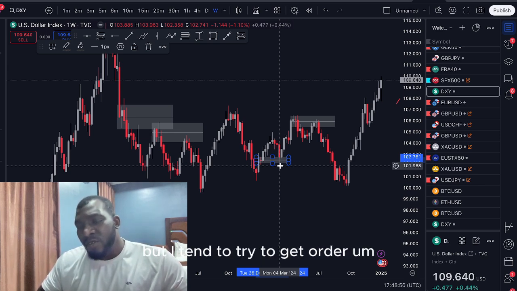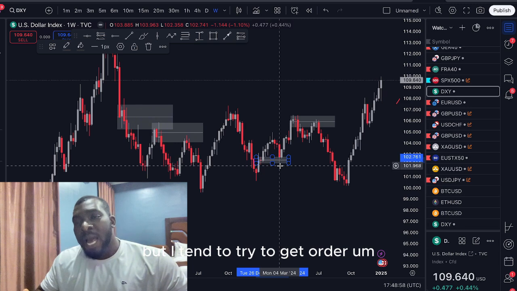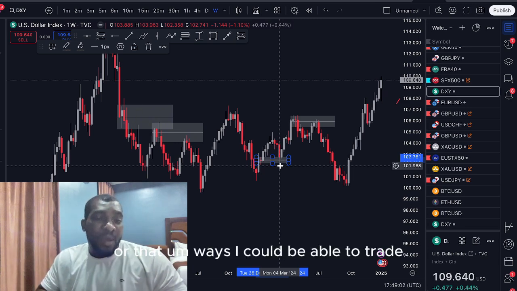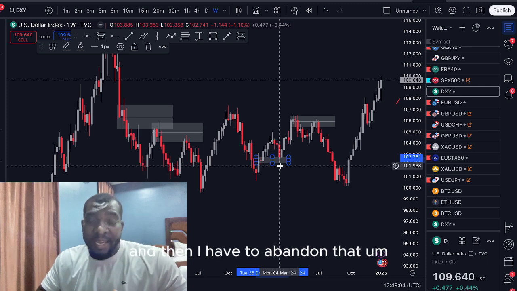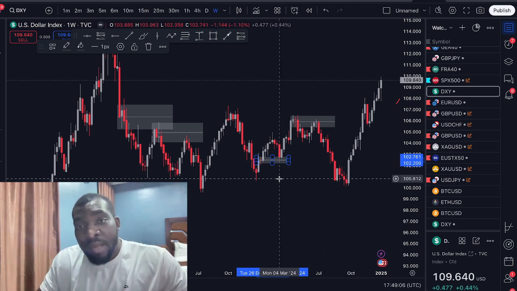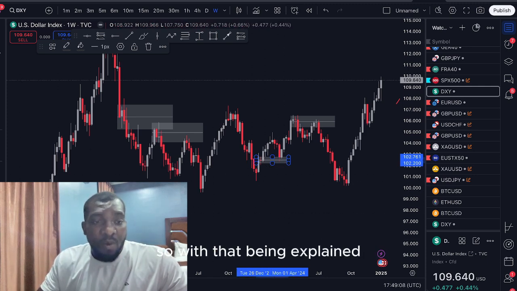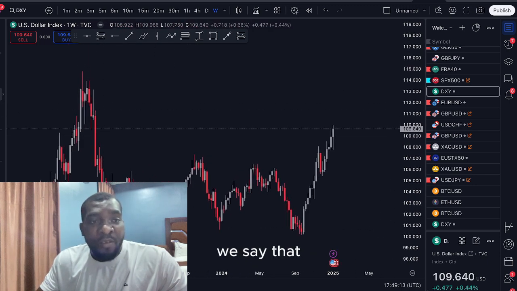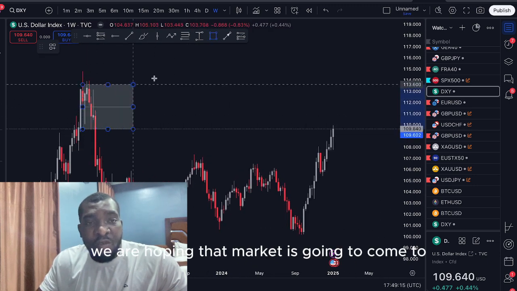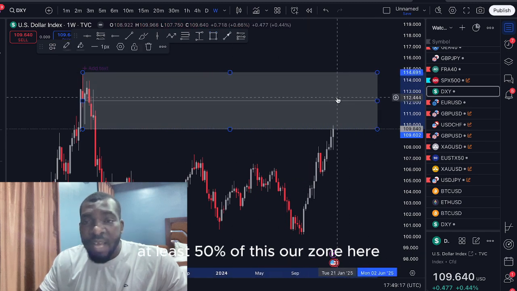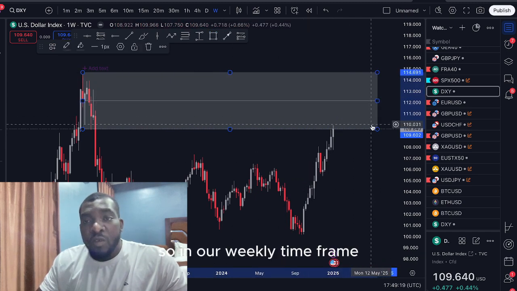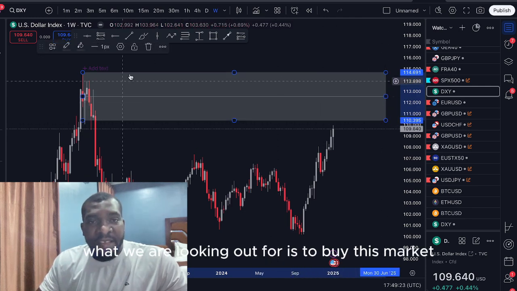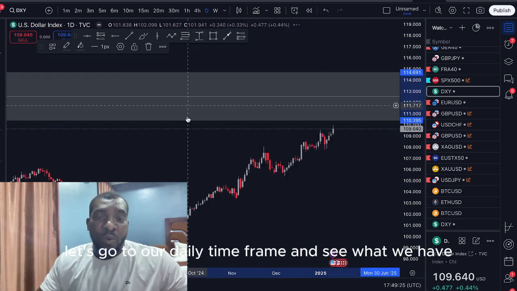But I tried to find other ways I could trade that would be profitable for me, and then I had to abandon that particular trading system. So with that being explained, as we're saying, we are hoping that the market is going to come to at least 50% of our zone here, which is around this level. So on our weekly time frame, what we are looking out for is to buy this market. Now let's go to our daily time frame and see what we have.